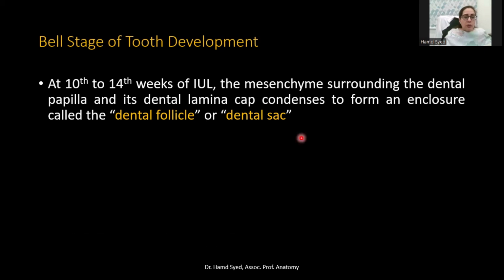Now, let's also see what happens in the next stage, which is known as the Bell stage of tooth development. In the Bell stage, which occurs in the 10th to 14th weeks of intrauterine life, the mesenchyme surrounding the dental papilla and its dental cap condenses to form an enclosure called the dental follicle or dental sac.